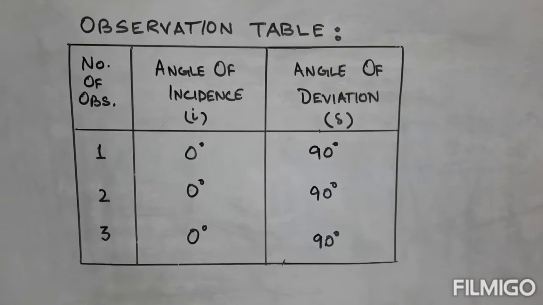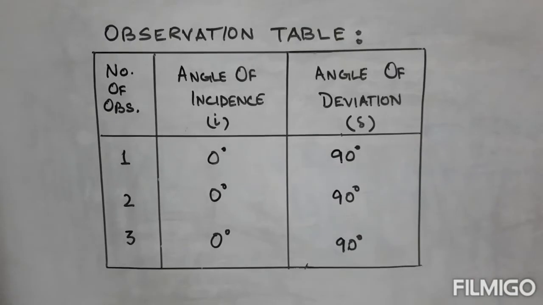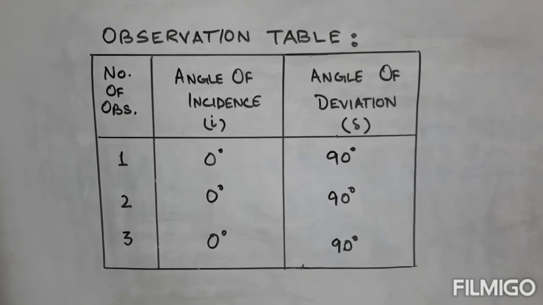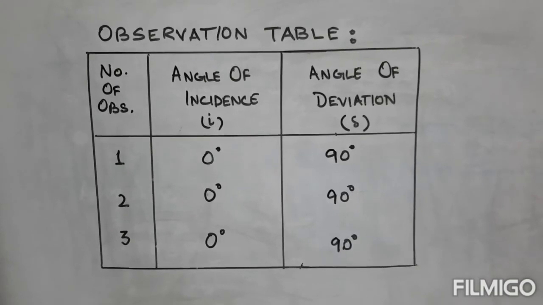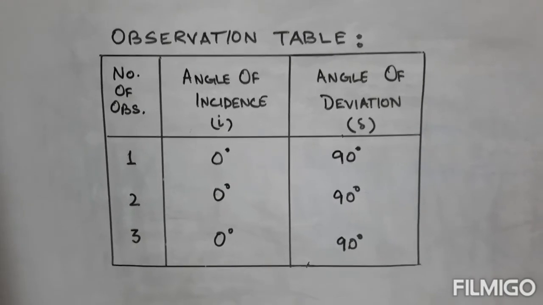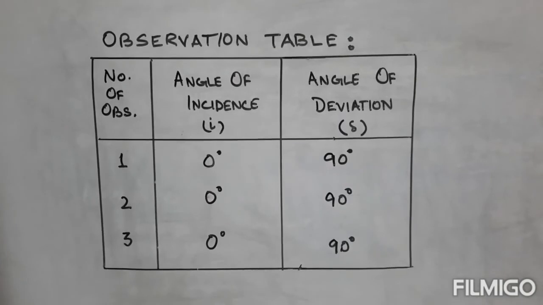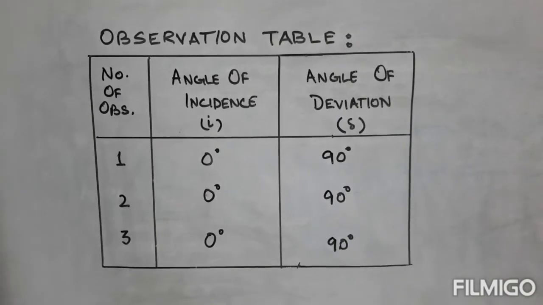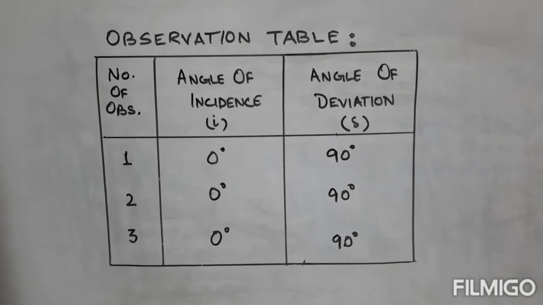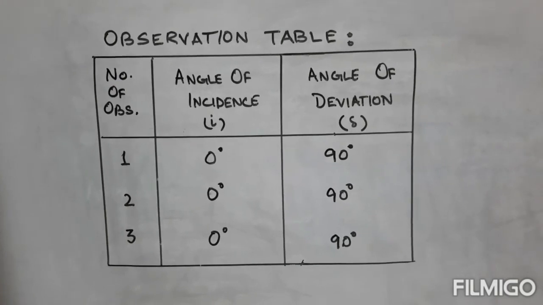When we write all the data in an observation table for an isosceles right-angled prism, we find that the angle of deviation is 90 degrees in every case. And then we can conclude that when the incident ray is incident normally on one surface of an isosceles right prism, the angle of deviation will be 90 degrees.